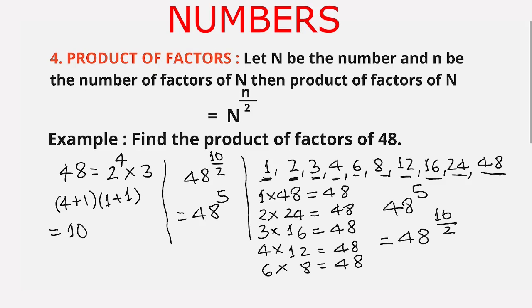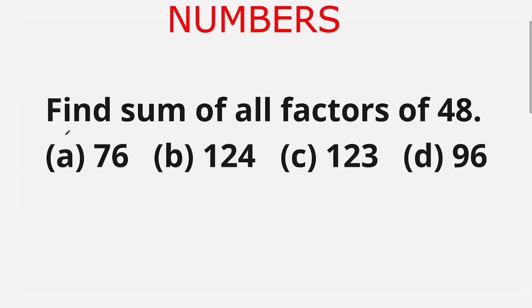We go to the questions based on all these 4 points, in which we are going to find the solution of questions: finding the sum of all the factors, finding the average of all the factors, finding the sum of inverse of all the factors, and the product of all the factors of a given number. Our question is, find the sum of all factors of 48. The given options are option A 76, option B 124, option C 123, option D 96.